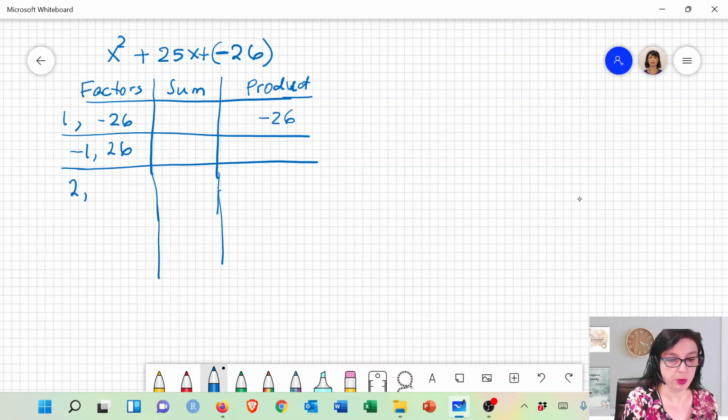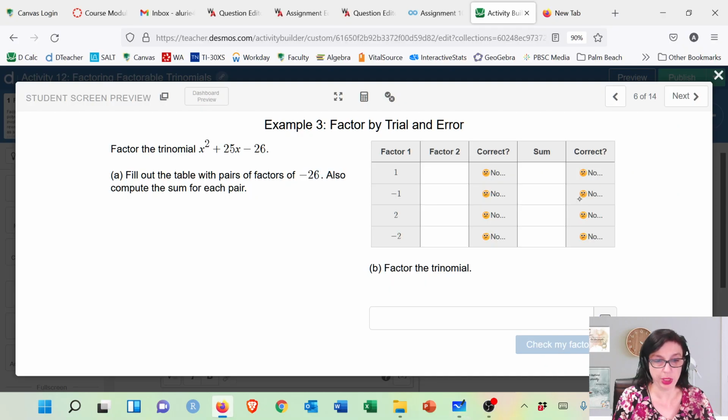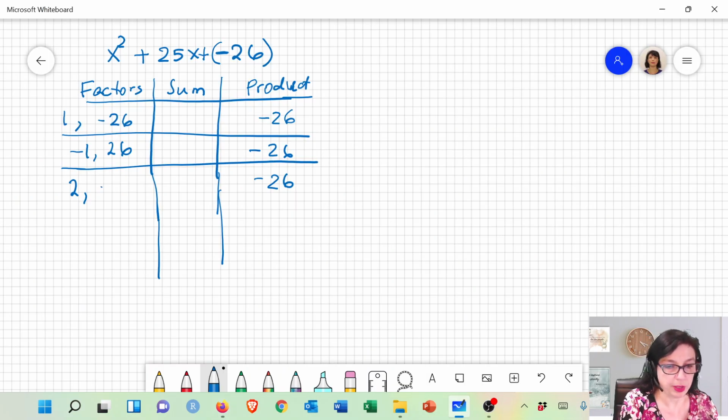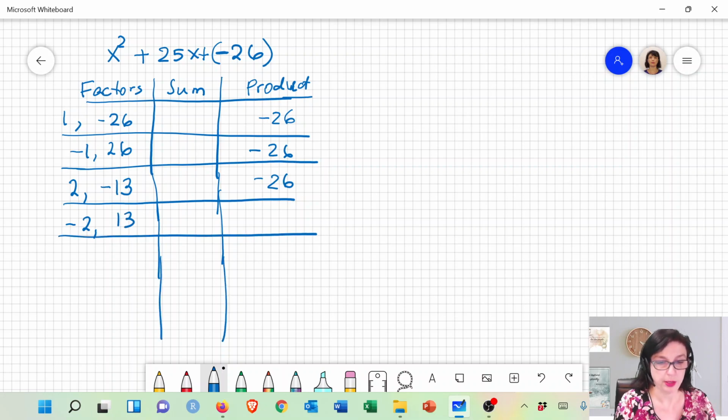So it could be 2, and then 2 times what is negative 26? So every time here you have to get negative 26. Well, you can check that out, right? You can say, okay, what is 26 divided by 2? That's 13. But if I want negative, then this should be negative over here, right? Then they'll multiply to negative 26. But it could also be negative 2 and positive 13, you see? So now I have more possibilities there.